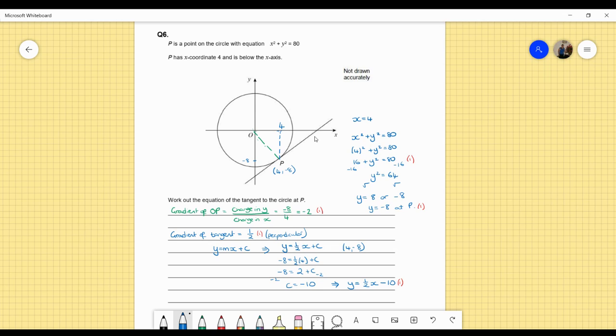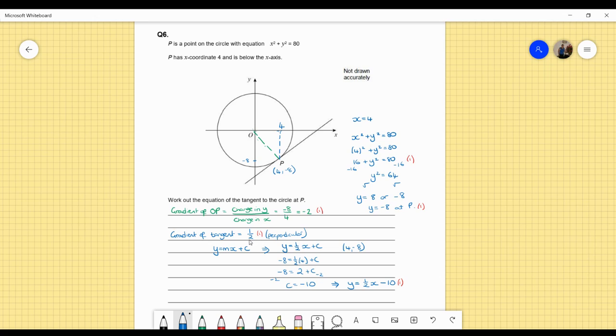And then remember, the tangent is perpendicular to the radius, so you flip that upside down and you change the sign. So where it was negative, it's now positive. Where it was 2, or technically 2 over 1, we then flip it to give us a half. So we have a gradient of a half for the next mark.